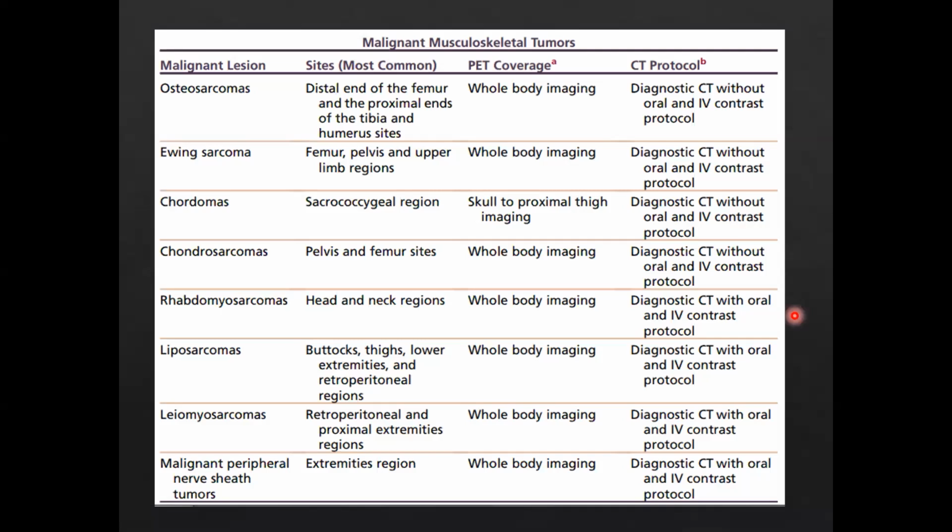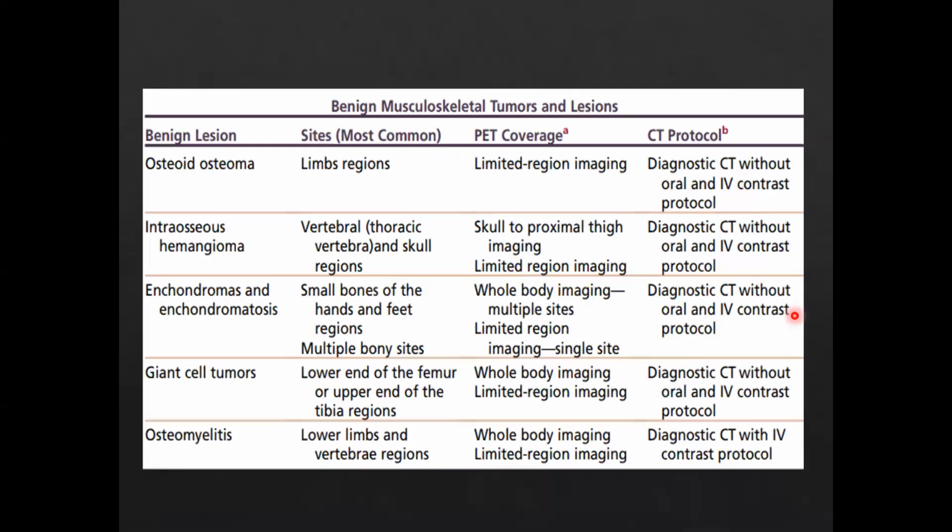And this is again with the benign, most of the times it is a limited region imaging. If you see the osteoid osteoma, intraosseous hemangioma, enchondromas and enchondromatosis, giant cell tumors and osteomyelitis. So most of the sites are based on the limbs, vertebra, small bones and long bones. But here most of the things like osteoid osteoma is limited area imaging, and enchondromas can be whole body or limited. Hemangiomas also same, but giant cell and osteomyelitis is more focused. Again, it depends on case to case variation and the involvement and clinical symptoms.